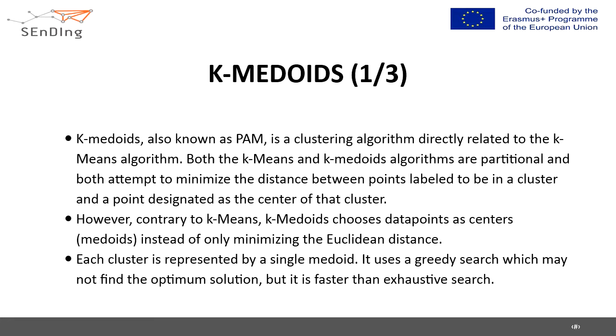Both the K-means and K-medoids algorithms are partitional and both attempt to minimize the distance between points labeled to be in a cluster and a point designated as the center of that cluster. However, contrary to K-means, K-medoids chooses data points as centers, medoids, instead of only minimizing the Euclidean distance. Each cluster is represented by a single medoid. It uses a greedy search which may not find the optimum solution, but it is faster than exhaustive search.